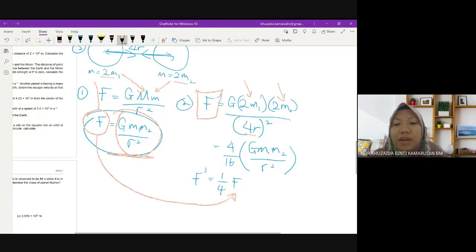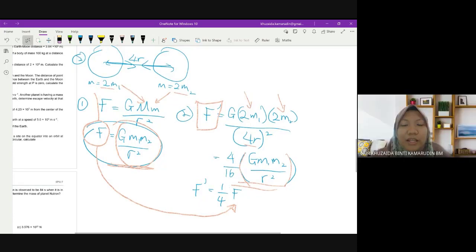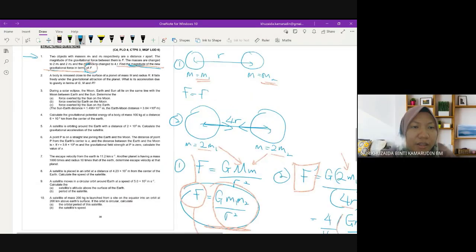Kalau dia kata dia nak in term of M, R and G, then you boleh terus tinggalkan jawapan dekat sini lah, 1/4 G M1 M2 over R square. Tapi sebabkan soalan minta in term of F, so you kena factorize dan dapatkan bentuk seperti force yang lama. Okay, boleh dapat? Boleh. Okay, question number 3, yang ni pun sama, simply it's just a substitution lah.